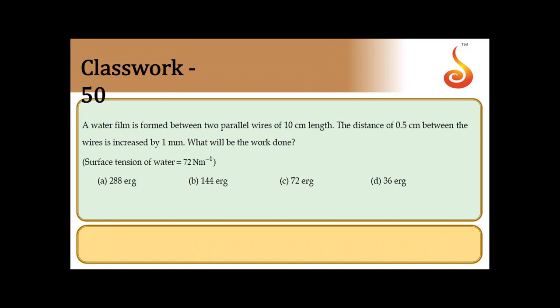Yes, we'll move on to next one. A water film is formed between two parallel wires of 10 centimeter length. The distance of 0.5 centimeter between the wires is increased by 1 millimeter. What will be the work done?